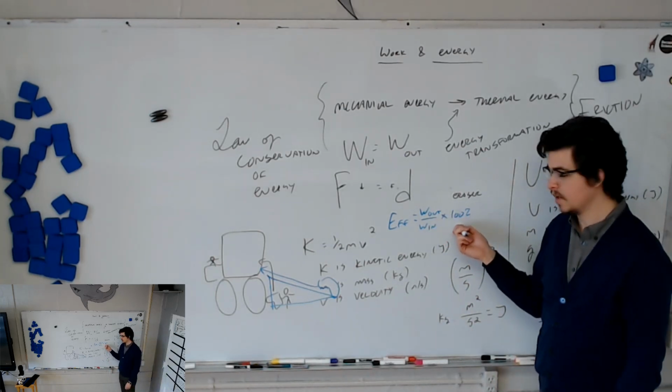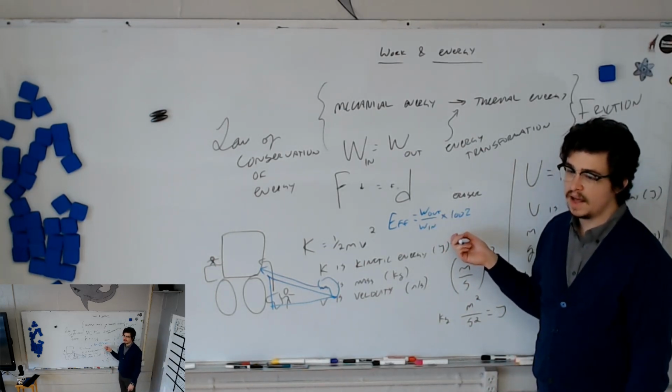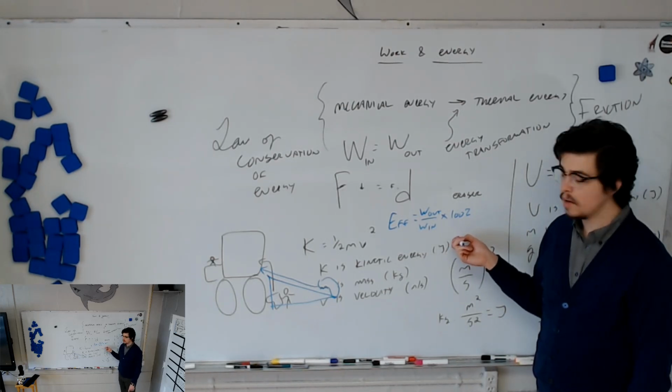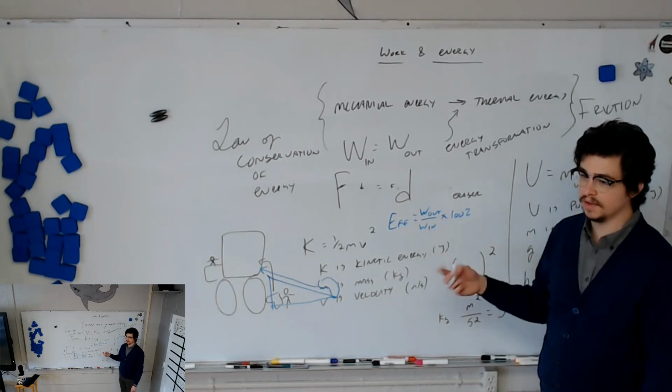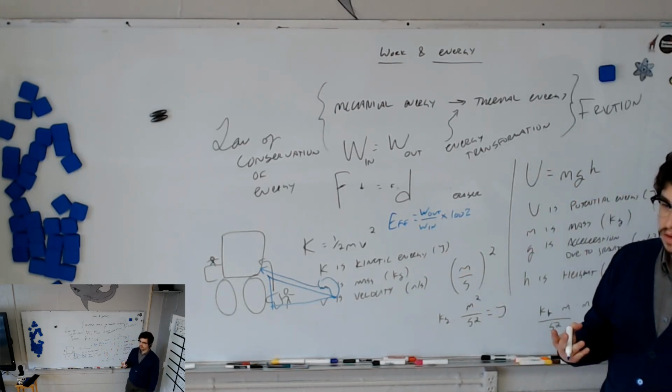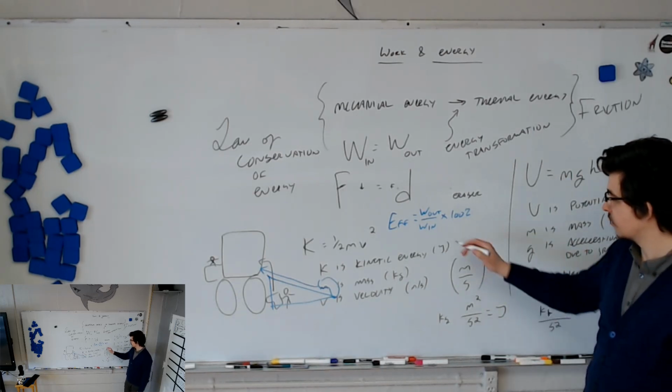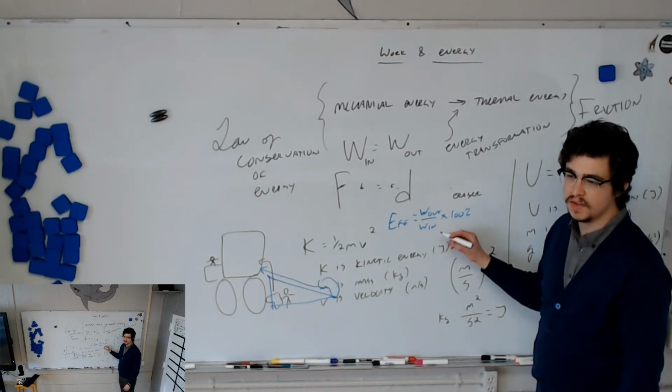And so can this ever be greater than 100%? No. Can it ever in reality be at exactly 100%? No. Probably not, because this work out is always going to be a little bit less because of energy transformation, specifically which energy transformation? Friction. Because of friction, it'll never be quite 100%. Nothing is 100% efficient.